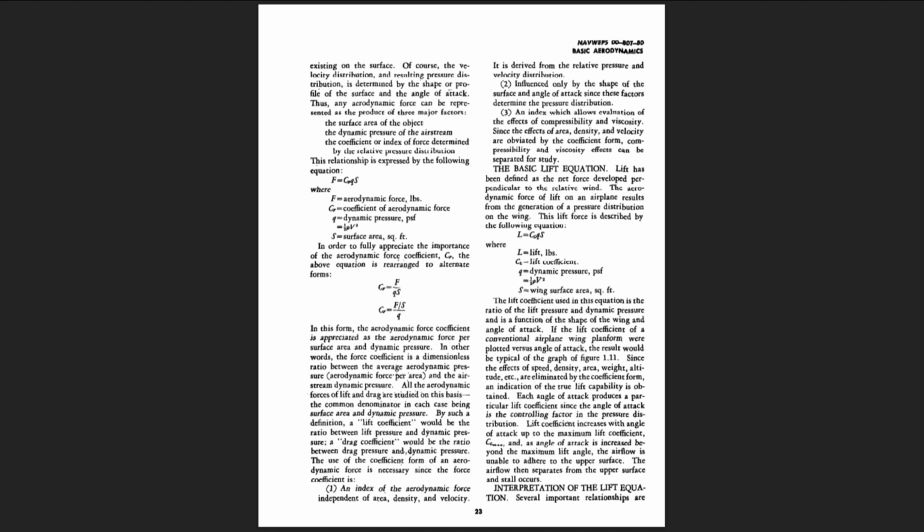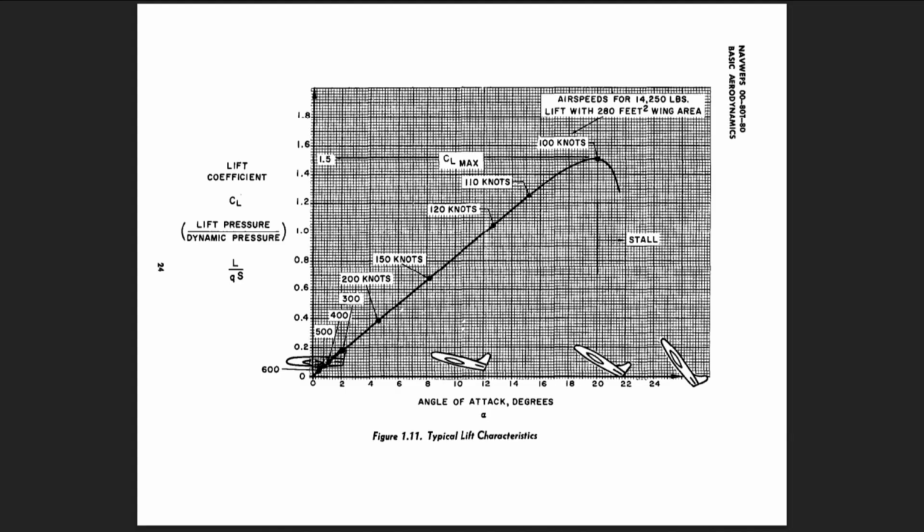The lift coefficient used in this equation is the ratio of the lift pressure and dynamic pressure and is a function of the shape of the wing and angle of attack. If the lift coefficient of a conventional airplane wing planform were plotted versus angle of attack, the result would be typical of the graph of figure 1.11. Since the effects of speed, density, area, weight, altitude, etc., are eliminated by the coefficient form, an indication of the true lift capability is obtained. Each angle of attack produces a particular lift coefficient since the angle of attack is the controlling factor in the pressure distribution.